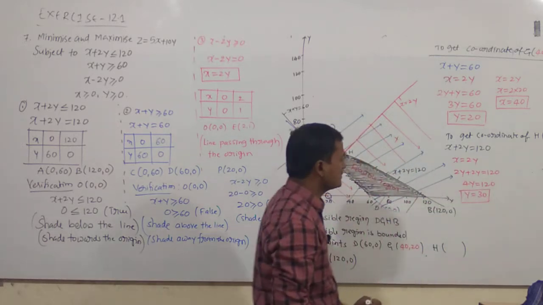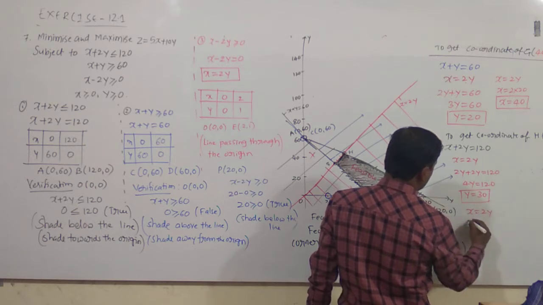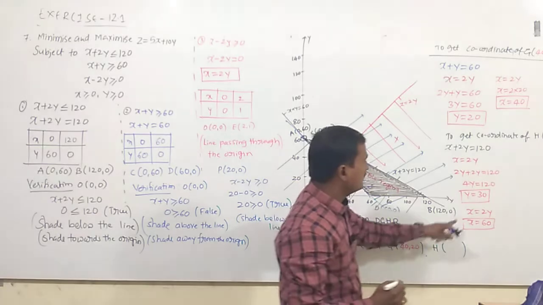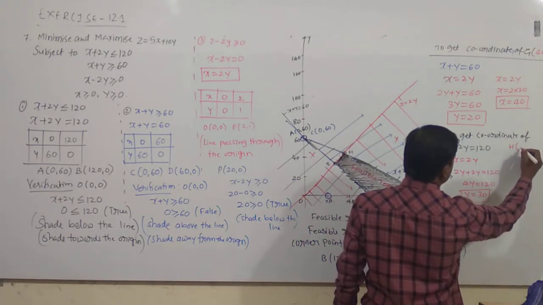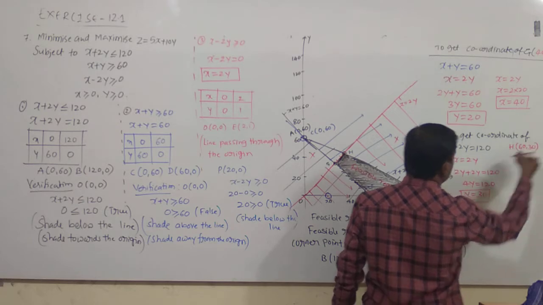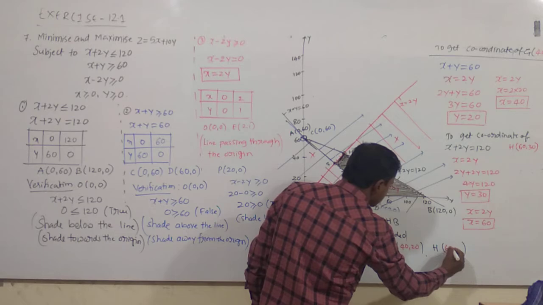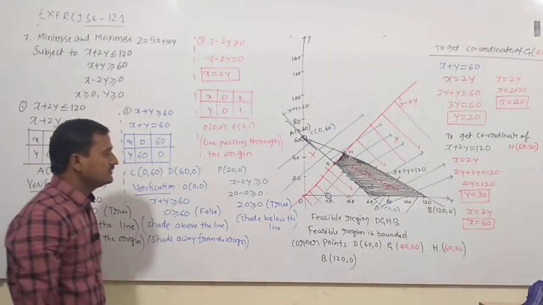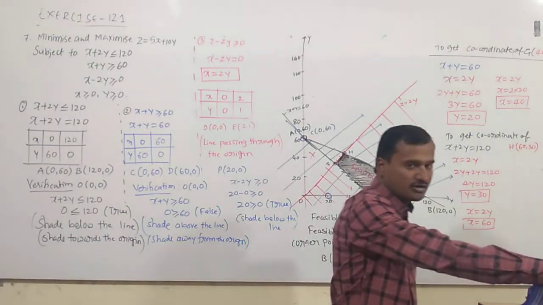Okay, y is equal to 30 means the value of x equal to 2y, x equal to 60. The coordinate of h here, I'll write, is 60, 30. So here write coordinate of h 60, 30. Okay, right. Now we got the coordinate of all the corner points.